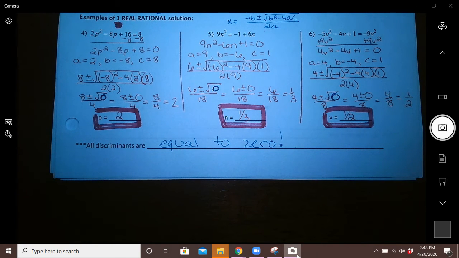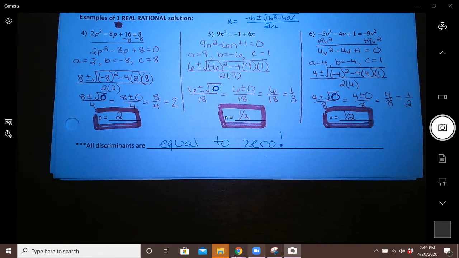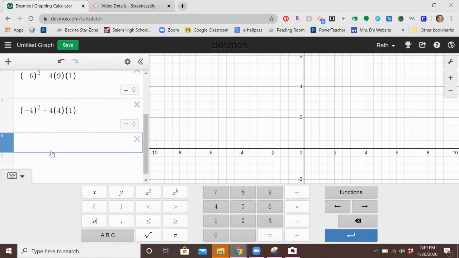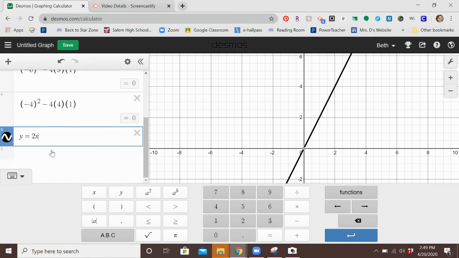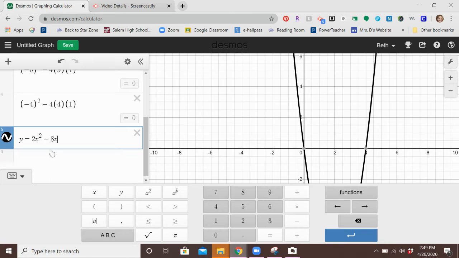So you can make a prediction here. If you get a discriminant of 0, then you know you're only going to have one solution. Well, of course you can check your work another way. So let's take one of these examples and plug it into Desmos as a graph. I'm just going to take the first example. So y equals 2x squared. I know they're using a p on the formula on our worksheet here, but I'm going to plug it in as an x so that it will graph it.